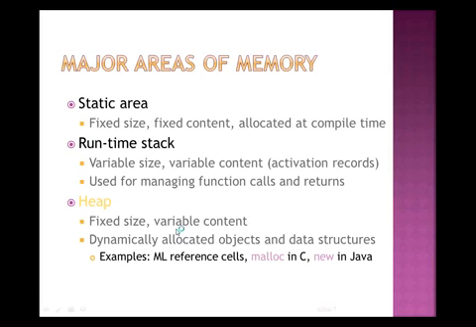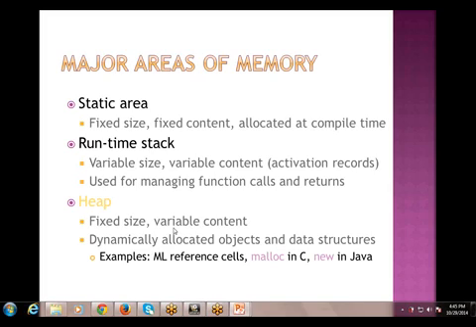So that is the major area of the memory. The next major area available for memory is the runtime stack. That is the next category, of variable size. The memory is used at runtime, of variable size and variable content, and is used for managing function calls and returns. Generally, the runtime stack is used for initializing memory and for calling and returning from functions. The next area of memory is the heap.